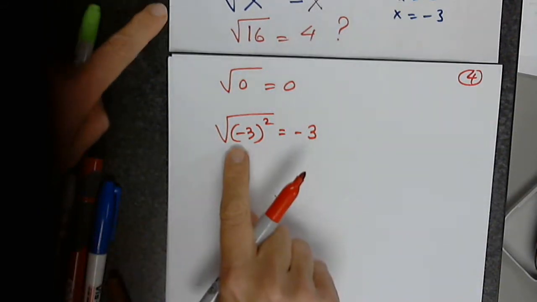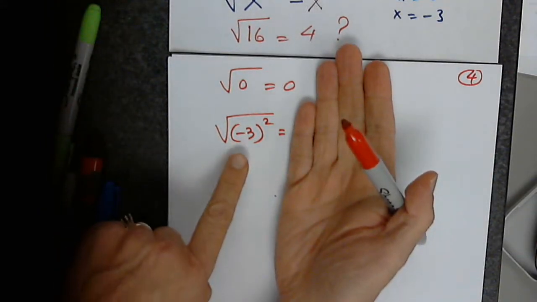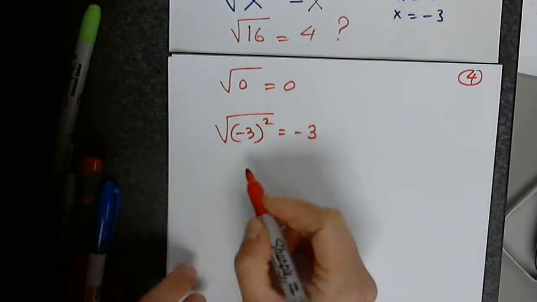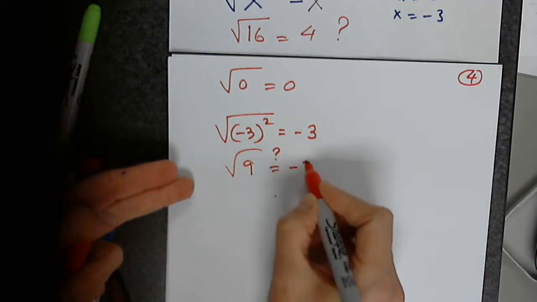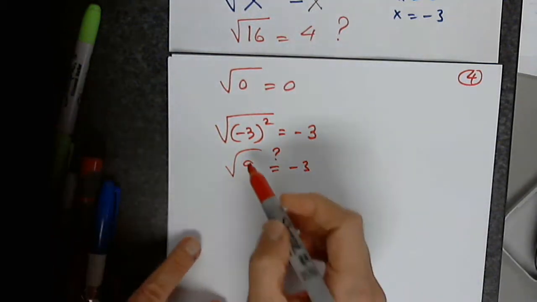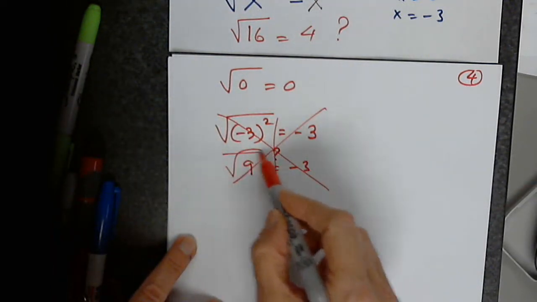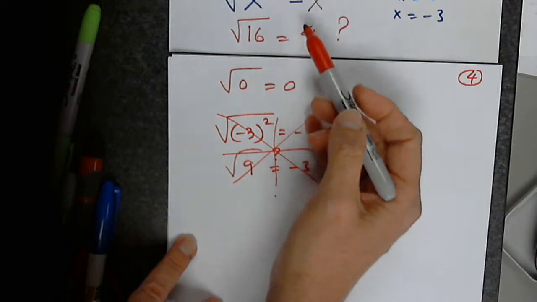No. What is the left-hand side? Forget about the right-hand side. What is the left-hand side? 9, right? A square root of 9. But the square root of 9, does this equal negative 3? No. So let's come back to our relation.